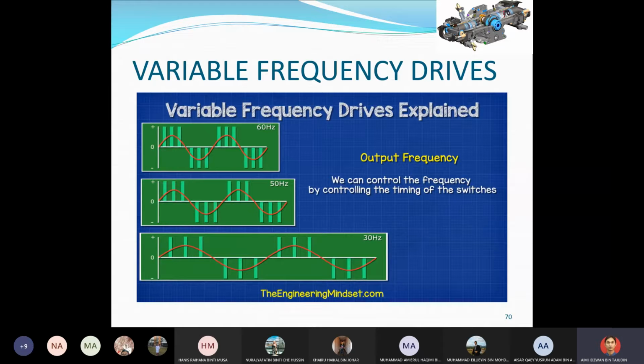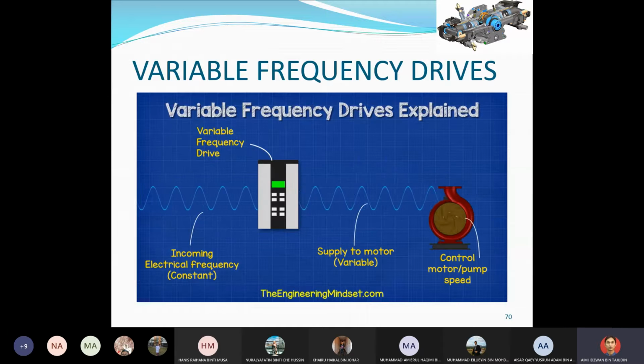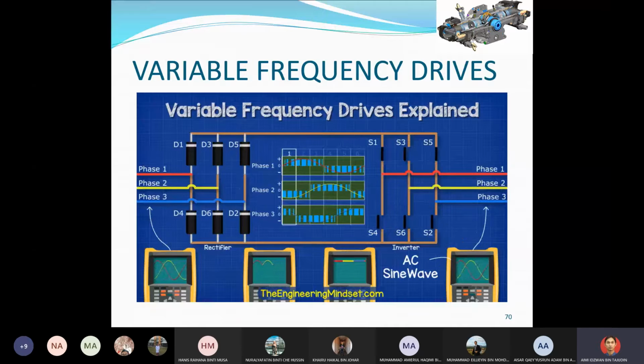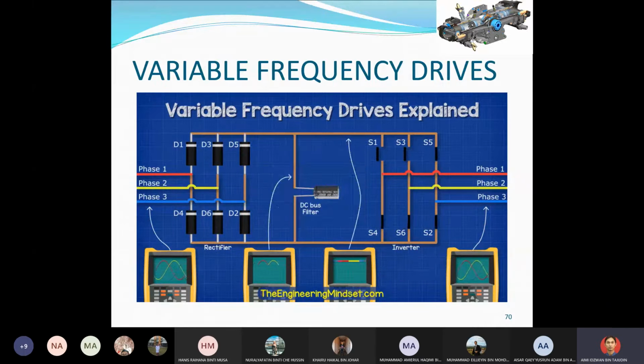We can control the frequency by controlling the timing of the switches. So we could, for example, output 60 Hz, 50 Hz or 30 Hz, whatever is needed for the application. Remember, by controlling the frequency, we control the rotational speed of the motor. So coming back to our VFD circuit, we're going to use the controller to rapidly open and close the switches to vary the output frequency and voltage. So by combining the rectifier, the filter, and the inverter, we therefore get our variable frequency drive.